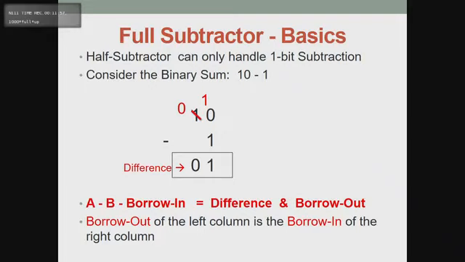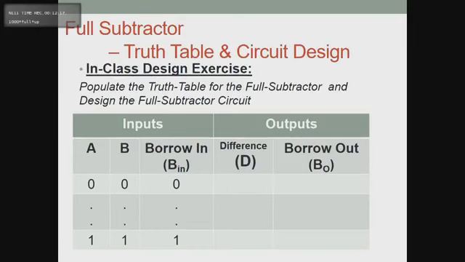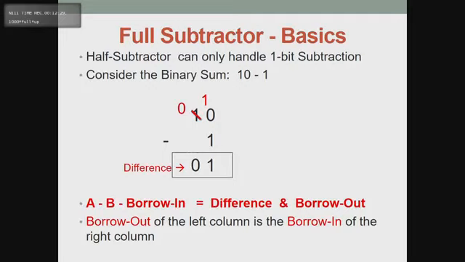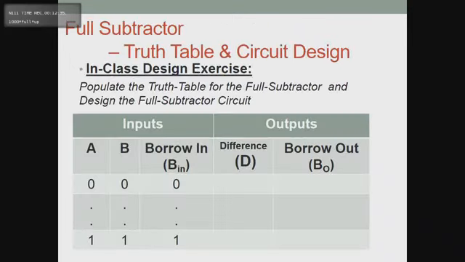So in the end, what we see is that A minus B minus borrow in equals difference and borrow out. That is the formula as shown in red. Okay, borrow out of the left column is the borrow in of the right column. So let's now do the truth table for the full subtractor. Remember that formula: A minus B minus borrow in equals difference and borrow out. Difference and borrow out are two different columns.